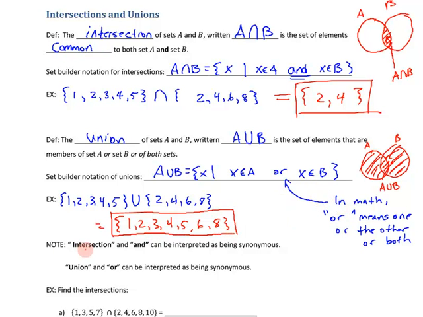Note that intersection and "and" can be interpreted as synonymous, and union and "or" can be interpreted as synonymous. So intersection means "and," union means "or." So let's find a few more from these examples here.